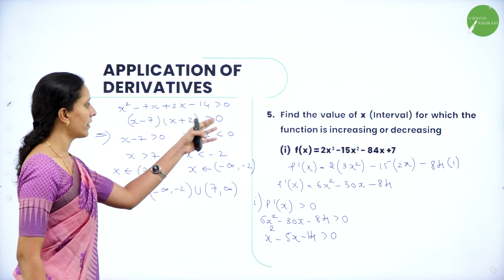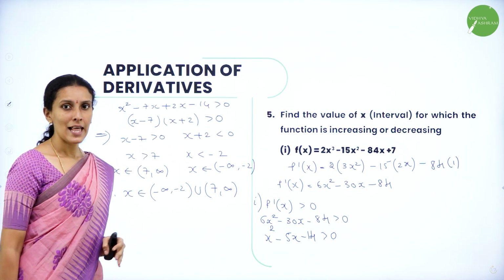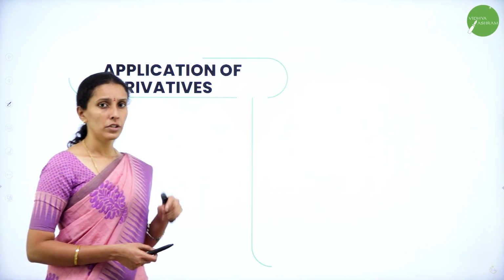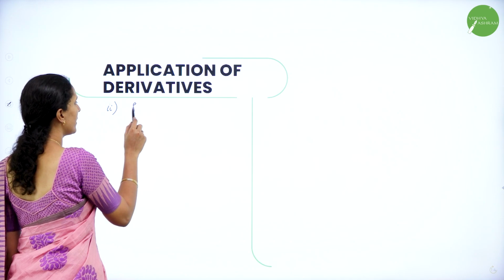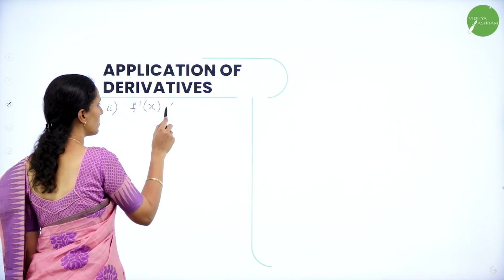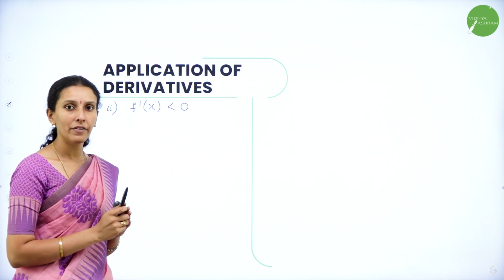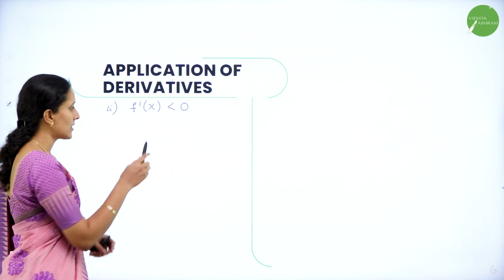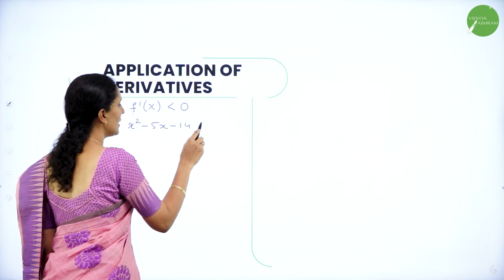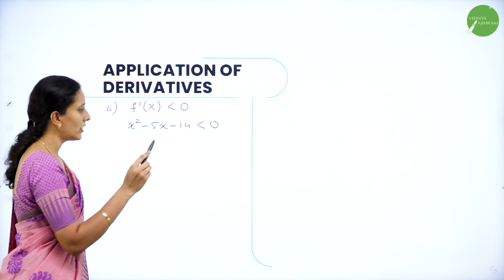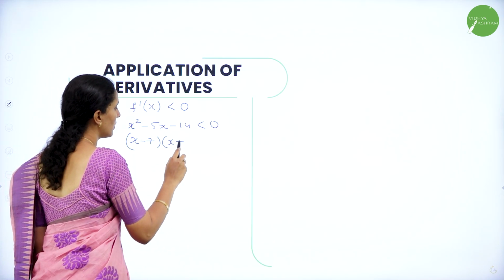Whatever you get greater than 0, take x minus 7 as greater than 0, the second factor as less than 0. Now let's look at the decreasing of the given function. For a function to be decreasing, f dash of x must be less than 0. So the given function is x square minus 5x minus 14 less than 0. We have got the factors as x minus 7 and x plus 2 less than 0.